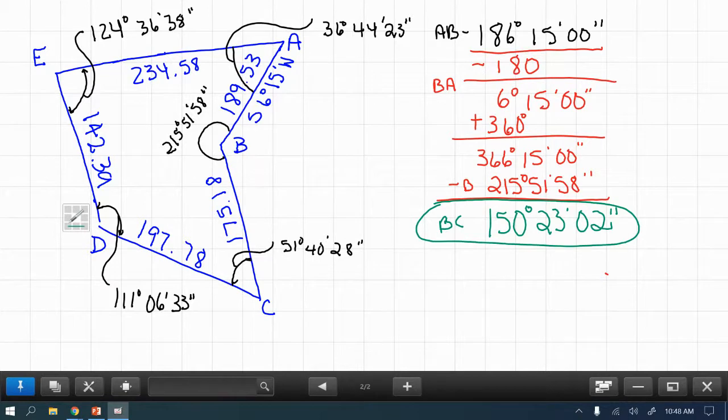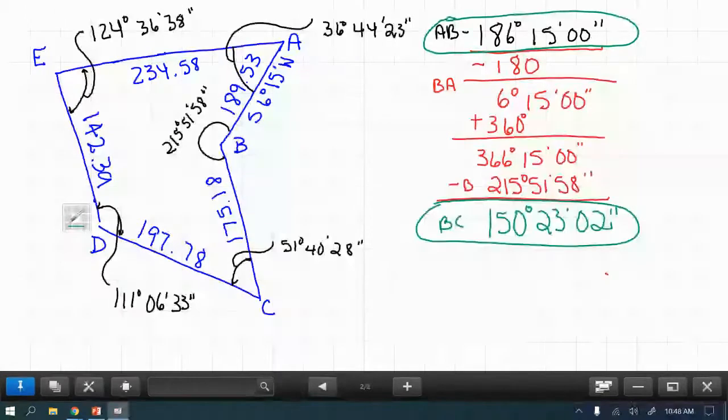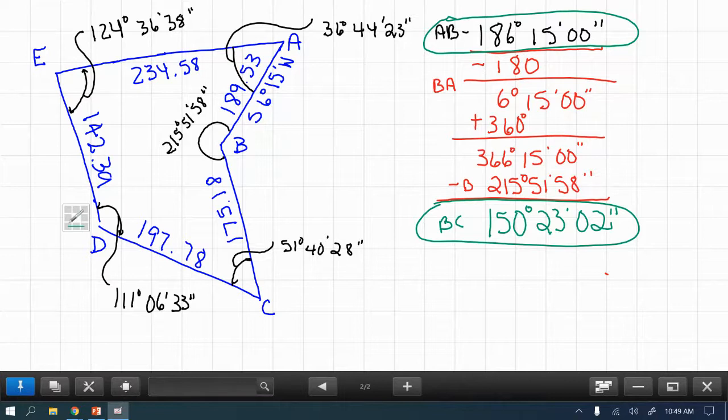If you want to go ahead and plug that into your chart, the first line on the chart, you can put side A to B and write the 186.15. Then go down, next one would be B to C, and you can put 150.23.02. And this would be azimuth. So that's the preliminary azimuth from B to C. All right, so we're going to move on.